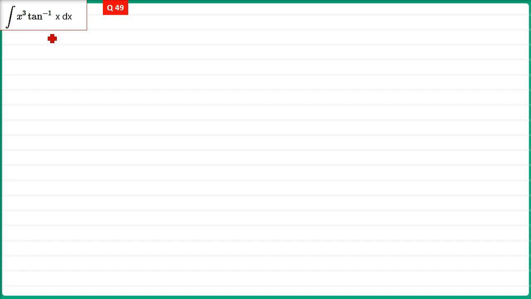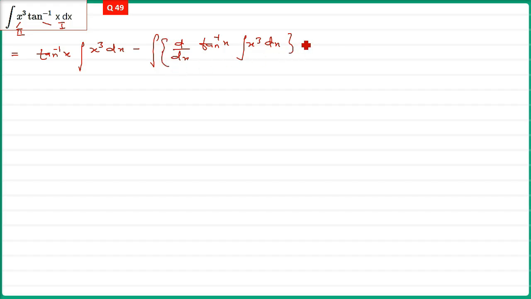We don't want the integration of tan inverse x to come. That's why we'll take this as the first function and x cube as the second function. I am applying the formula directly. It's tan inverse x integration of x cube minus integration of the differentiation of tan inverse x followed by the integration of x cube, and then after the multiplication of these two we'll integrate it again.